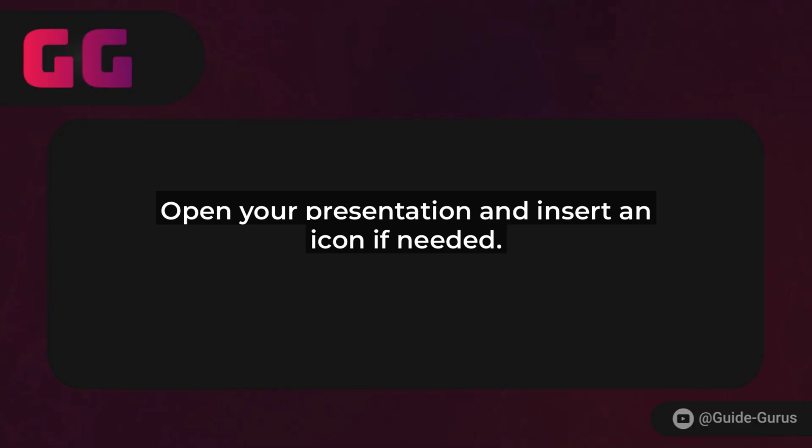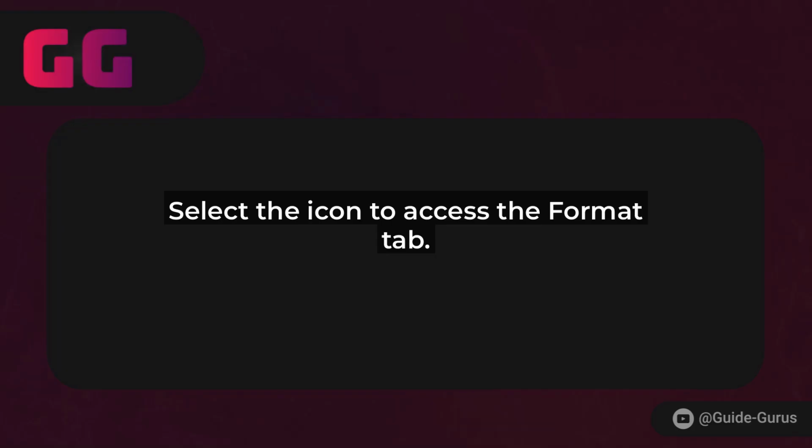Let's dive right in. First, open your PowerPoint presentation and navigate to the slide with the icon you want to change. If you don't have an icon yet, go to the Insert tab, click on Icons, search for what you need, and add it to your slide. Once it's there, click on the icon to select it. You'll see the Format tab light up at the top of the screen. That's your gateway to customization.